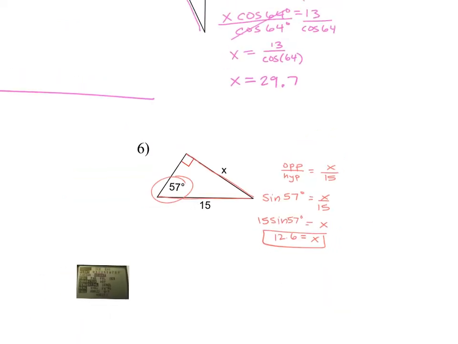So that's a nice review of our work finding the tangent ratio, the cosine ratio, the sine ratio, and how we can use that to find missing sides when we know one side and one angle in a right triangle.